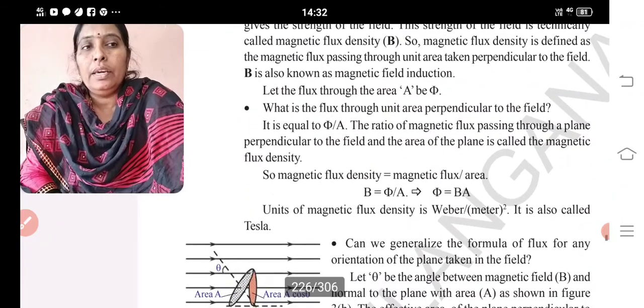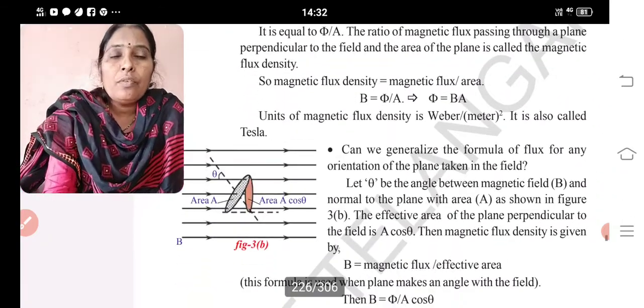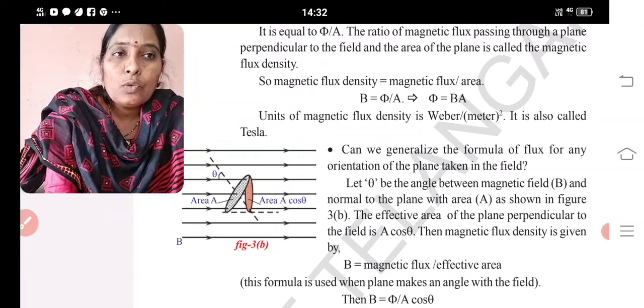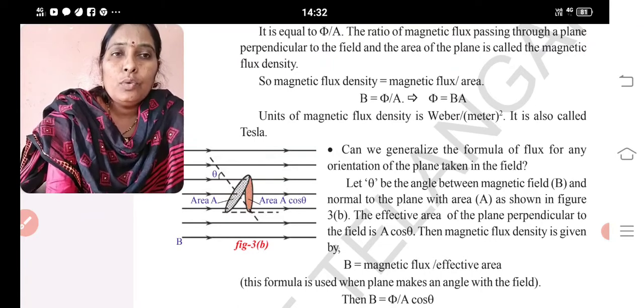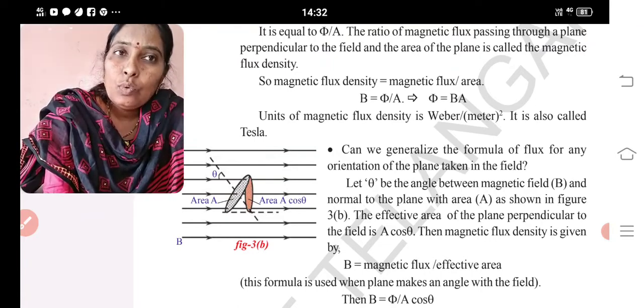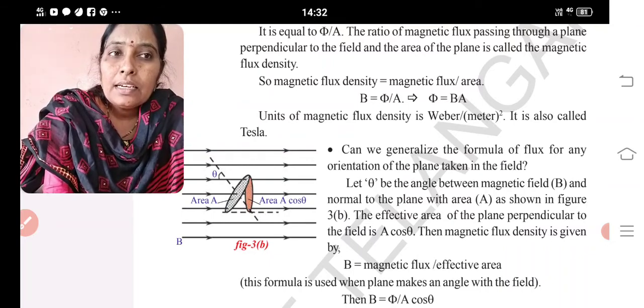Okay. What are the units of magnetic flux density? Weber per meter square is the unit of magnetic flux density, also known as Tesla. It is also known as a Tesla.